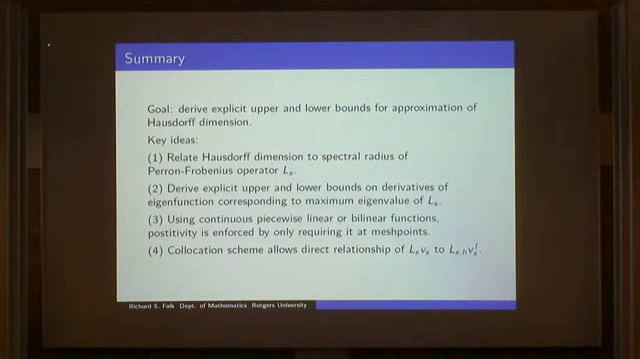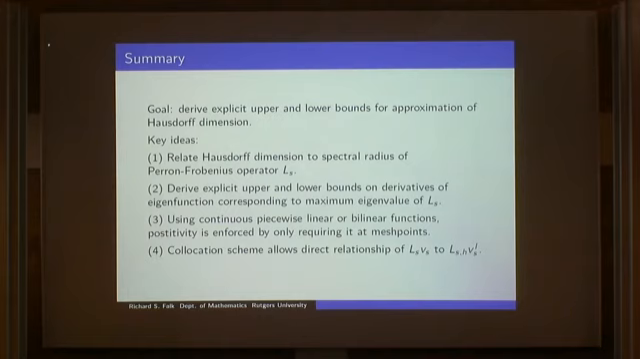Okay, so I'm going to summarize here. What did I do? Well, I wanted to find explicit upper and lower bounds on the Hausdorff dimension for certain problems. The key idea is that the Hausdorff dimension is related to a spectral radius of one of these nonlinear operators. Now we're in the realm of things we all understand. We have these operators, we know how to deal with them. Unlike in PDE, which I usually work in, you can actually get explicit upper and lower bounds on the derivatives of the eigenfunction corresponding to the maximum eigenvalue. Not usually the case.